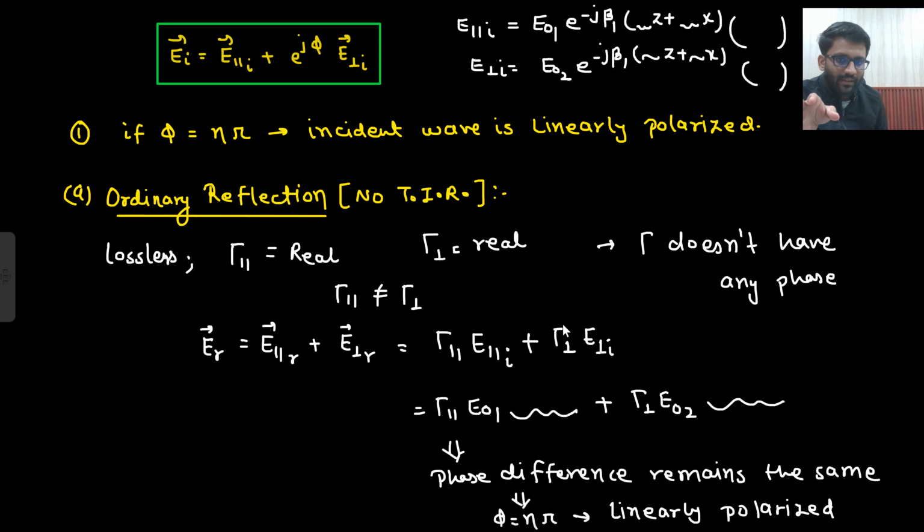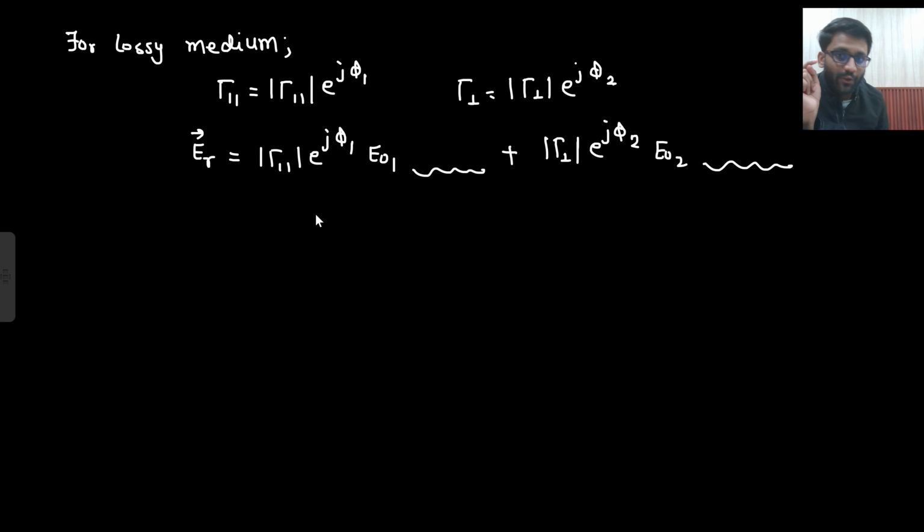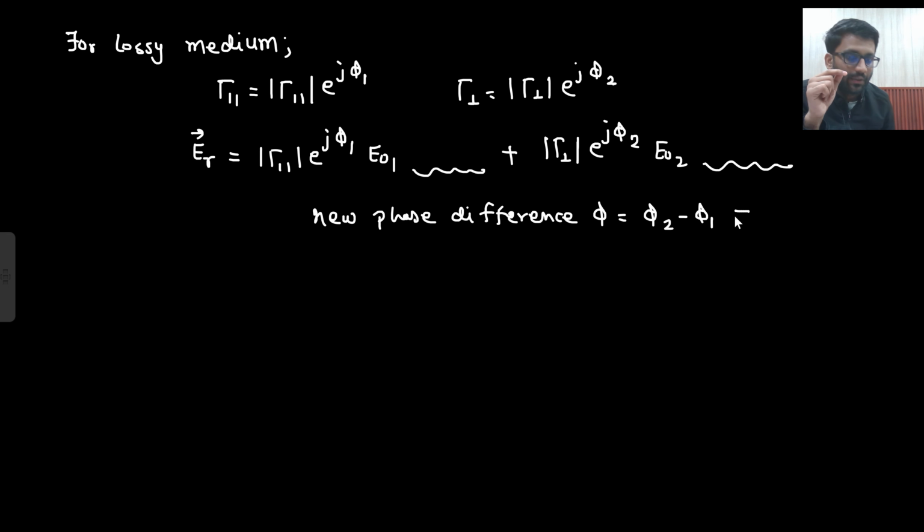Here I have considered phi equals 0. That's why I can write it down. But now what is the new phase difference? The new phase difference is phi 2 minus phi 1, and it is not necessary that it will be a multiple of n pi. That means whatever the magnitude is, I don't care, but now the phase difference has changed, and if the phase difference has changed, that means elliptically polarized.